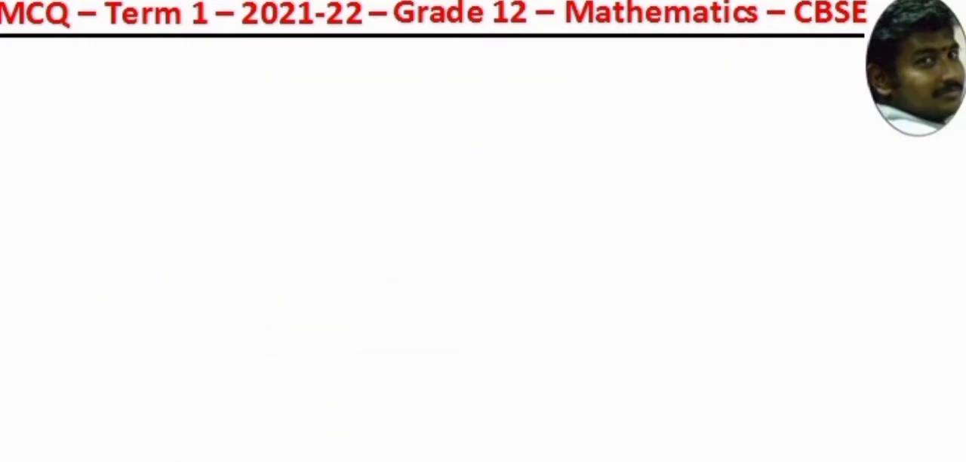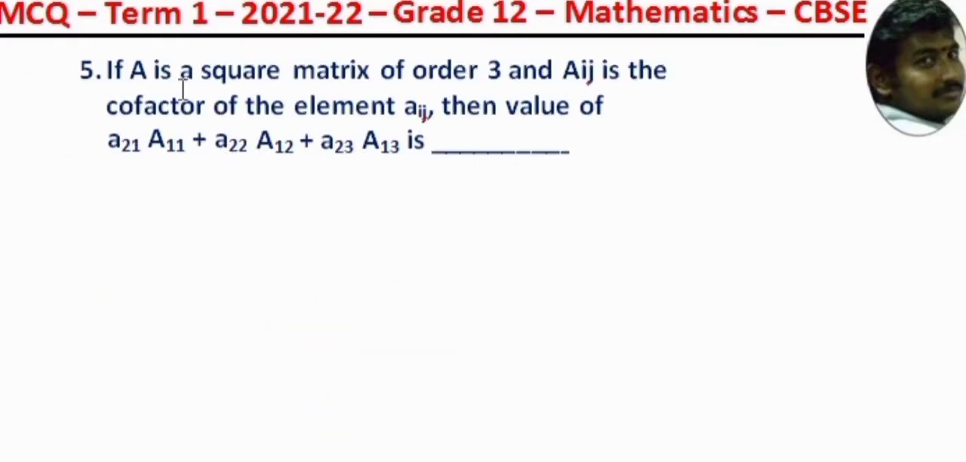If A is a square matrix of order 3 and capital Aij is the cofactor of the element small aij. So small aij stands for element, capital Aij stands for cofactor. Then the value of a21 A11 plus a22 A12 plus a23 A13 is dash. So here capital A13 stands for cofactor, small a23 stands for element. Here there is a rule. If you know that rule, we can easily say the answer. The options are: A is 1, B is 0, C is 2, D is 3. So what is the correct answer for that?